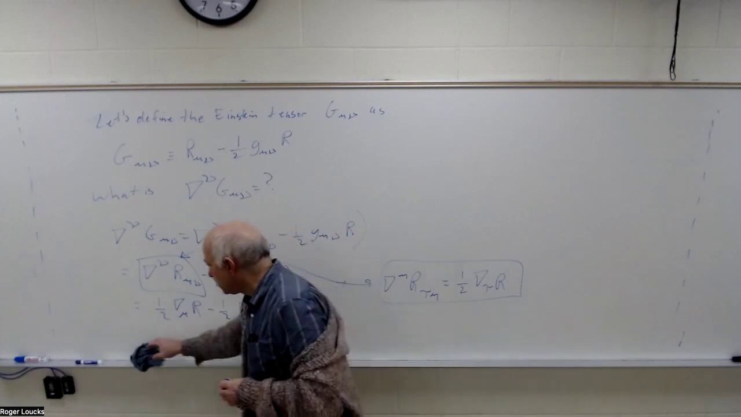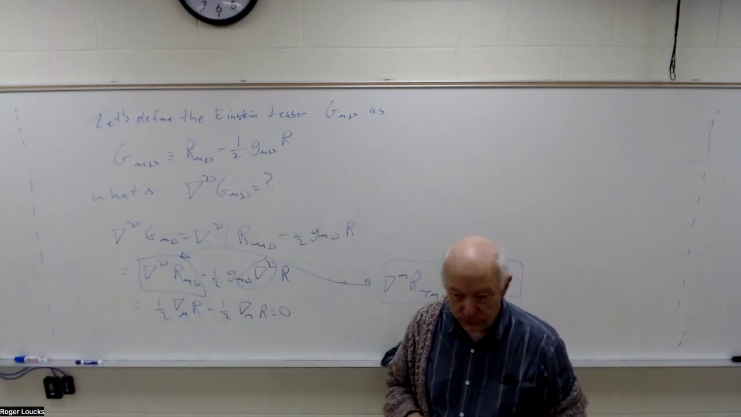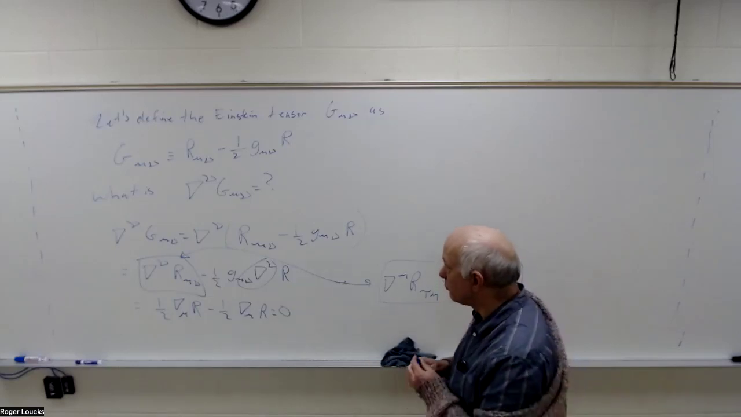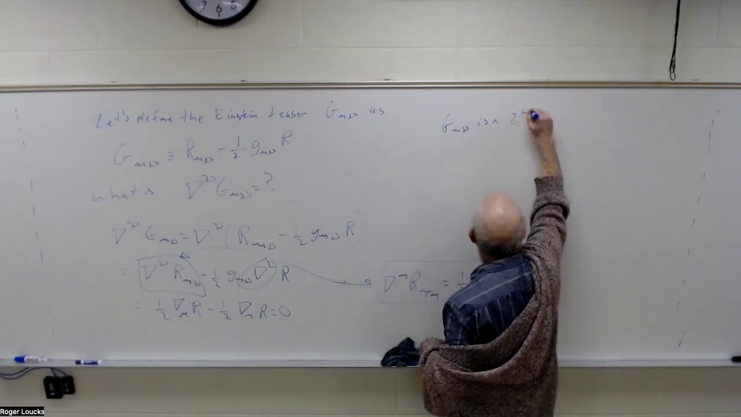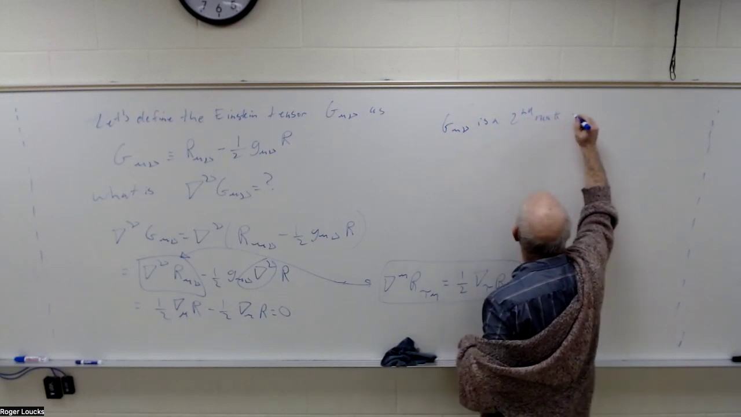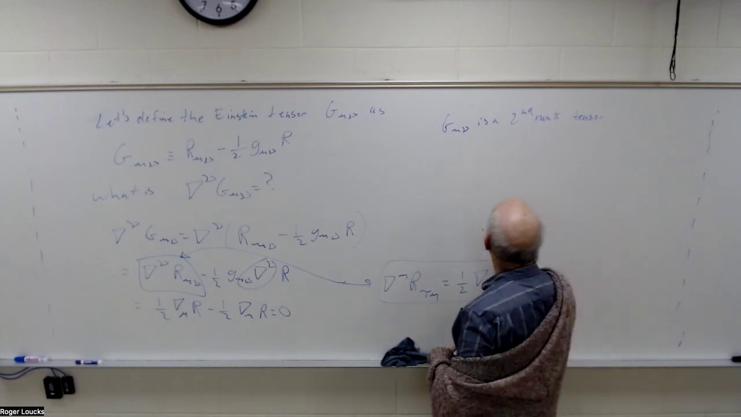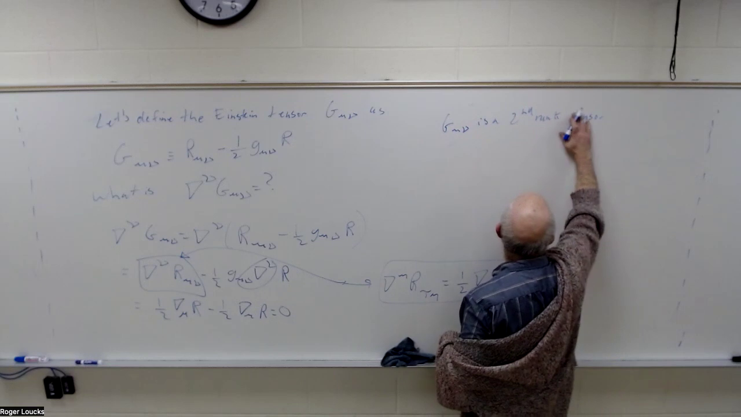Okay, so what do we know about this G mu nu? This G mu nu is a second rank tensor. Is it symmetric? Yes. So G mu nu is a second rank tensor under a generalized coordinate transformation. It is a second rank symmetric tensor.